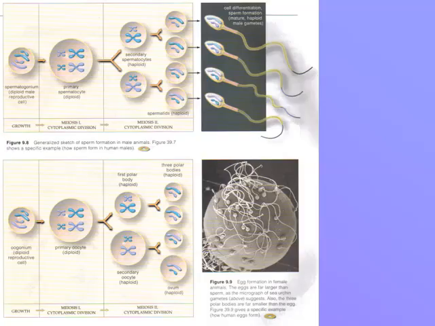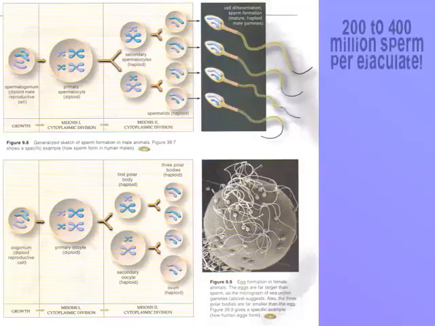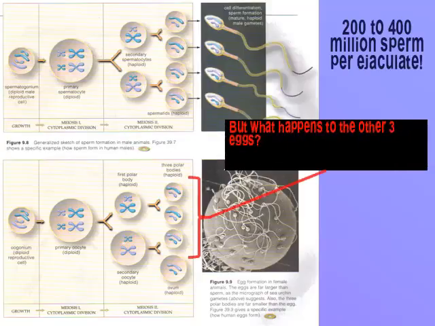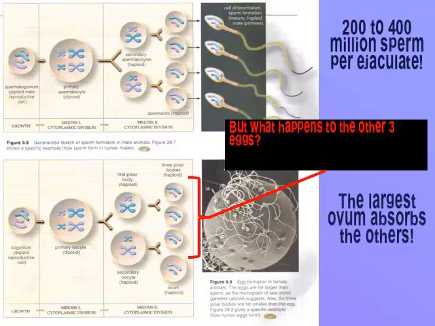So, in sex cells, this is how it looks. Did you know that there's 200 to 400 million sperm per ejaculate? Fun fact. Now, here's the thing though, what happens to the 3 other eggs? Normally only 1 egg can get fertilized at a time. So what normally happens is whichever is the largest of the eggs will actually absorb the others. So usually only 1 wins per cycle.